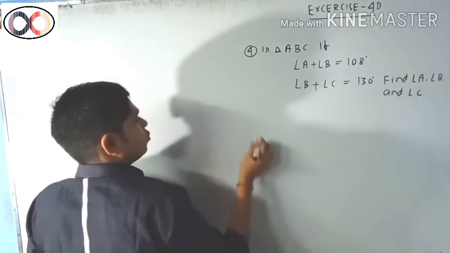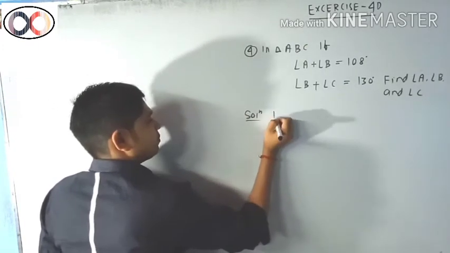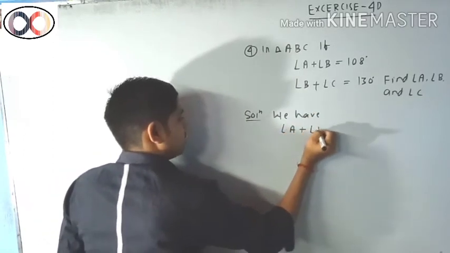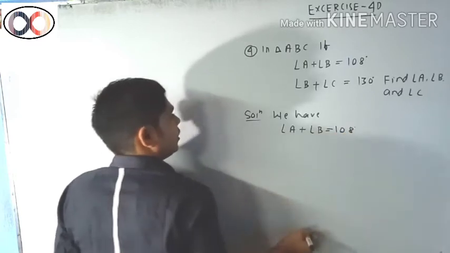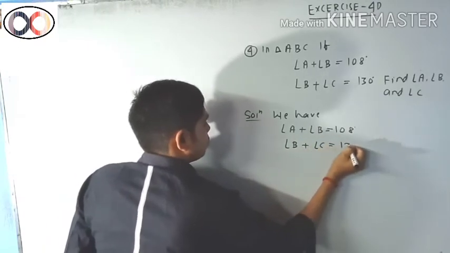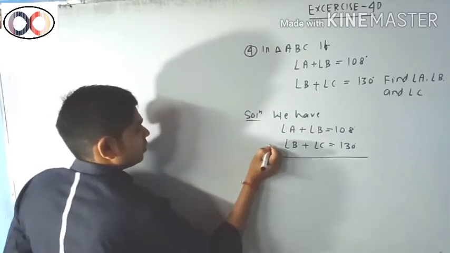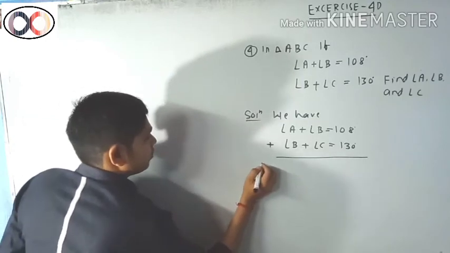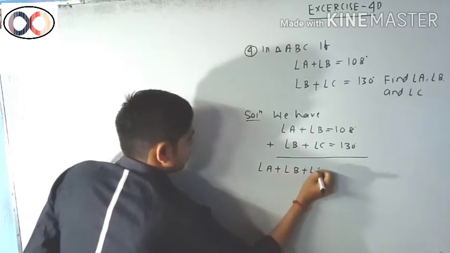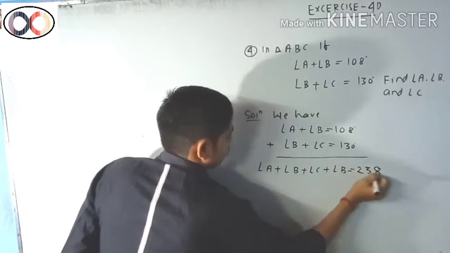First of all, we are going to solve the question. We have angle A plus B equals 108 degrees, and angle B plus C equals 130 degrees. After adding, we will get angle A plus angle B plus angle C plus angle B equals 238.